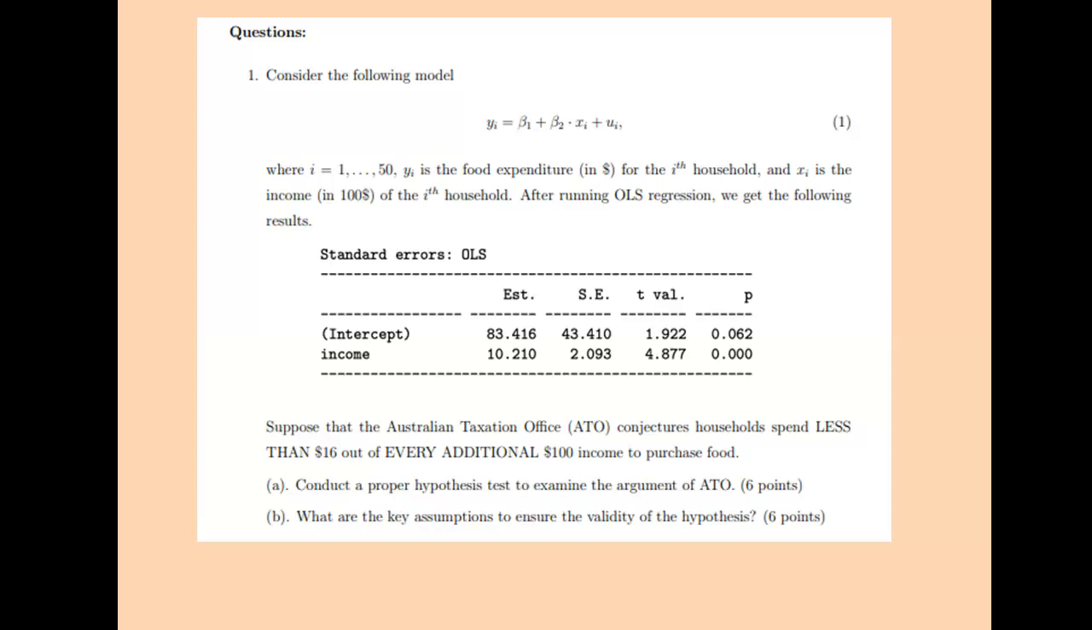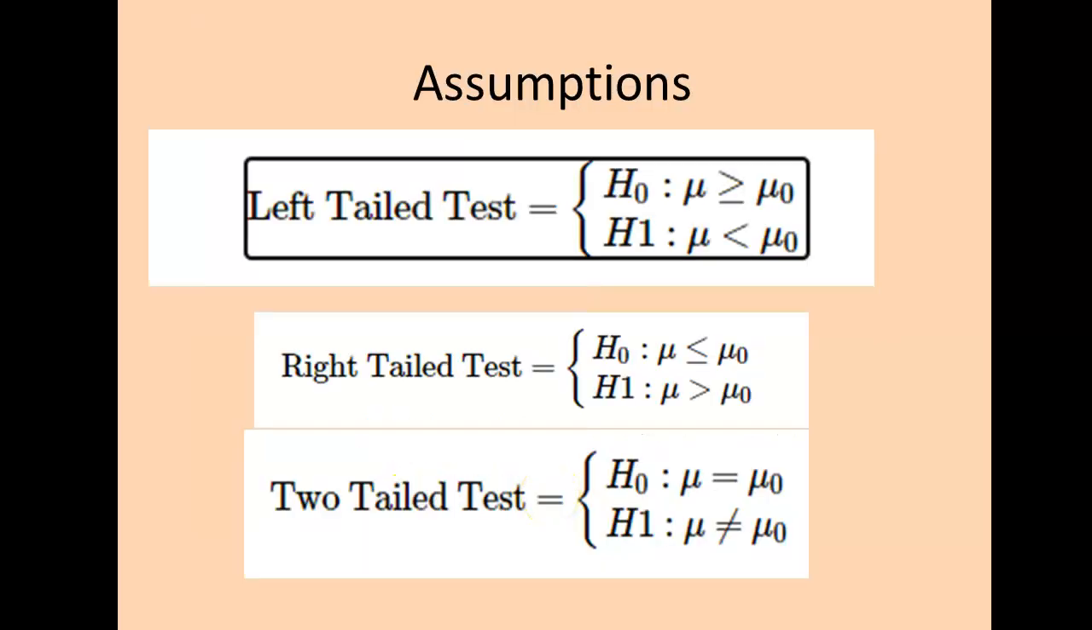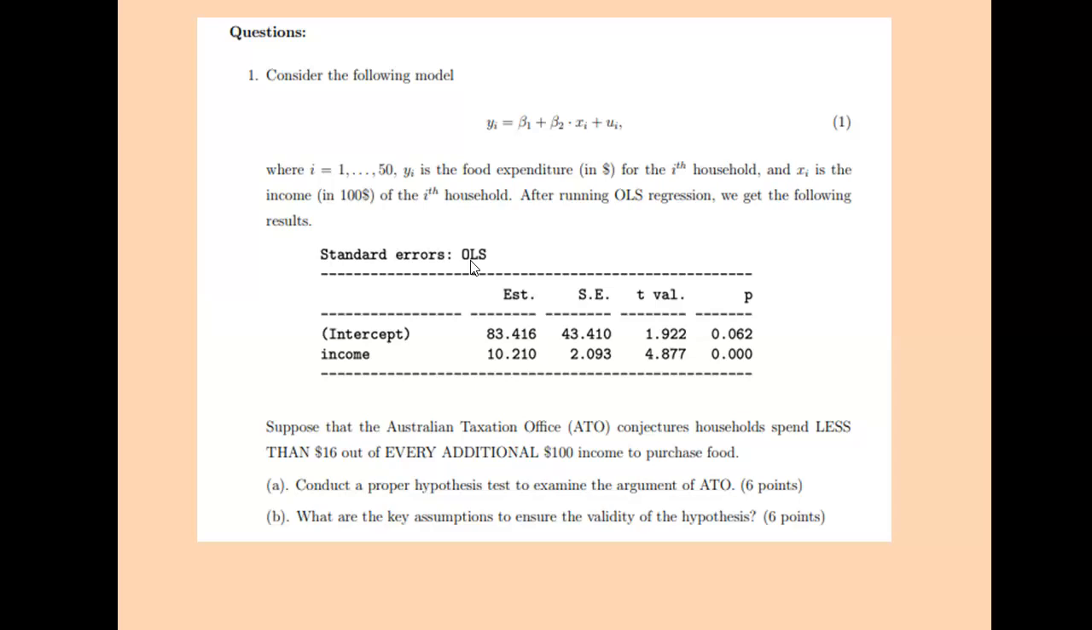The second step is we need to choose the type of hypothesis based on this assumption. In statistical analysis, there are three types of hypothesis testing. First is the left tail test, or we can also say lower tail test. The second is the right tail test, or upper tail test. And the third is the two tail test. To select which one we want to choose, we can see the question. So the question is, households spend less than $16.